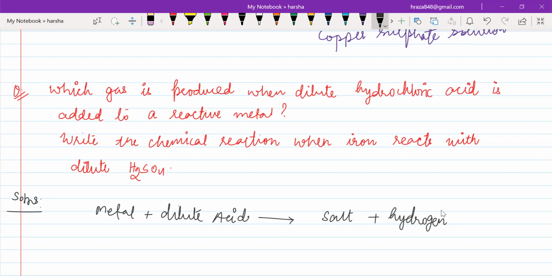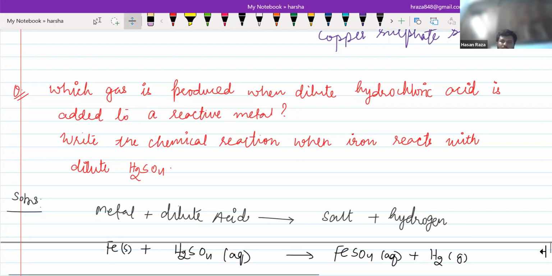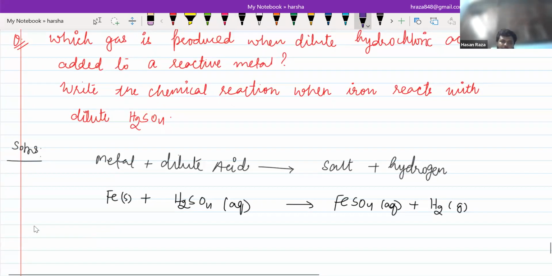So what is the state of H2SO4? It will be in aqueous solution. H2SO4 aqueous solution. Iron is in solid state. So it will form FeSO4 aqueous solution. This is salt plus H2 gas. You just don't need to write the reaction directly. It will be effective if you first write a sentence about it.